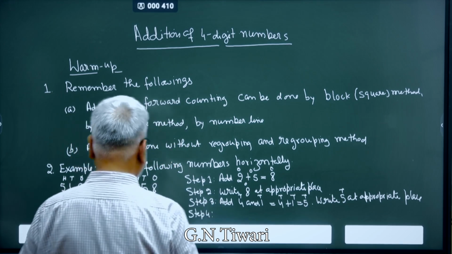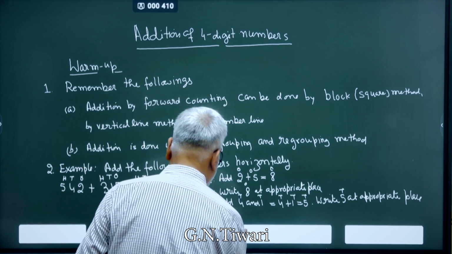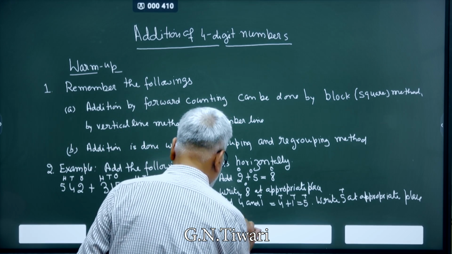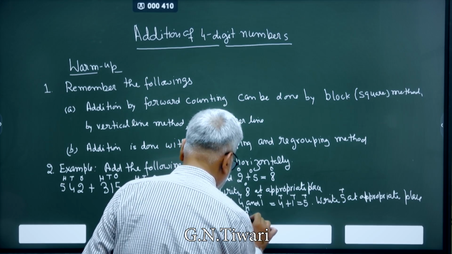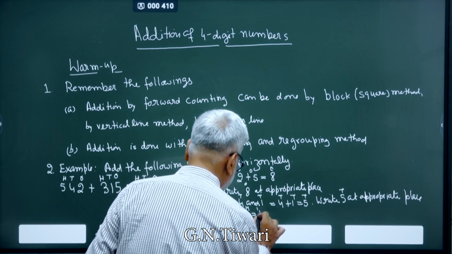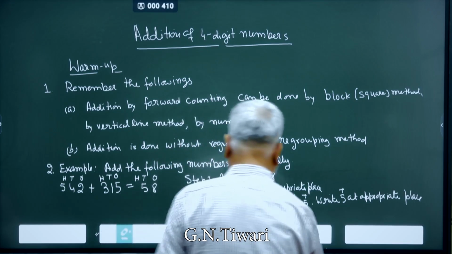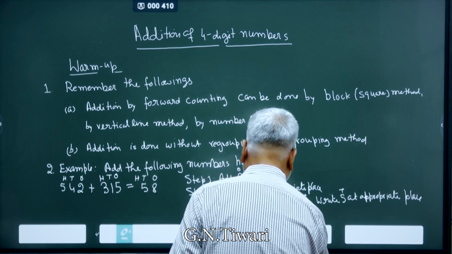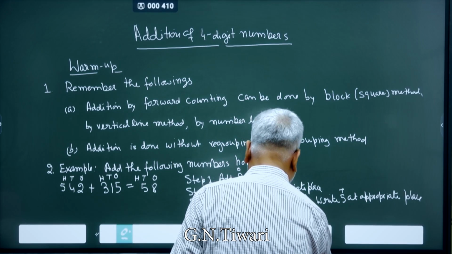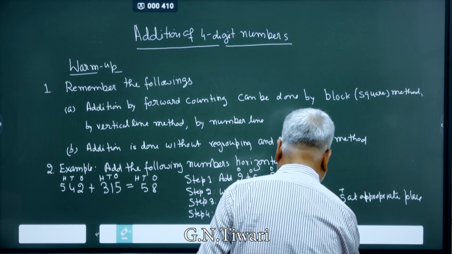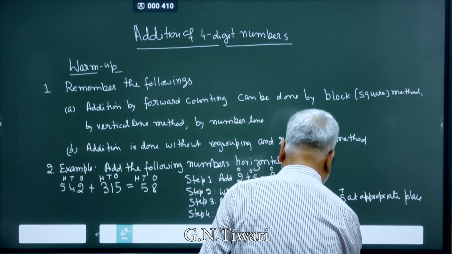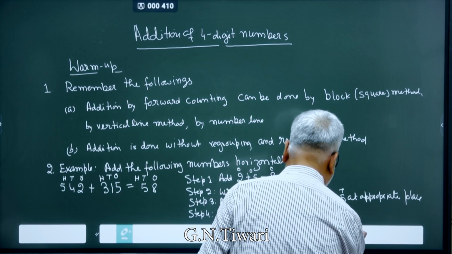Step 4. Add 5 and 3. 5 H plus 3 H is equal to 8 H. And then again write 8 H at the appropriate place.